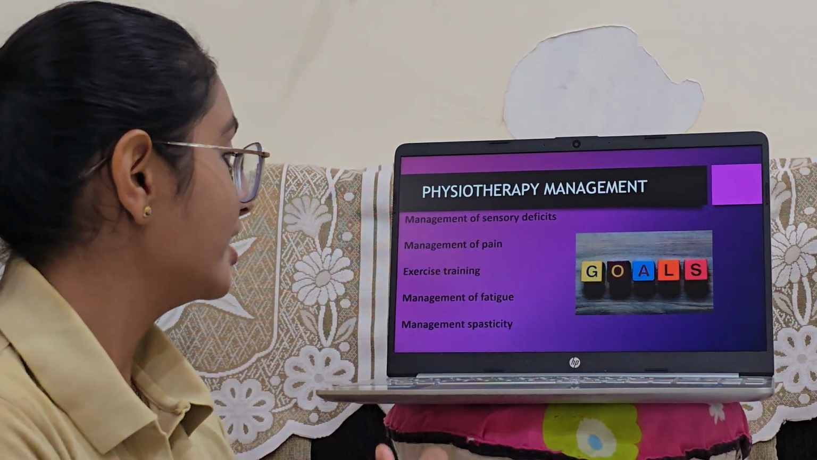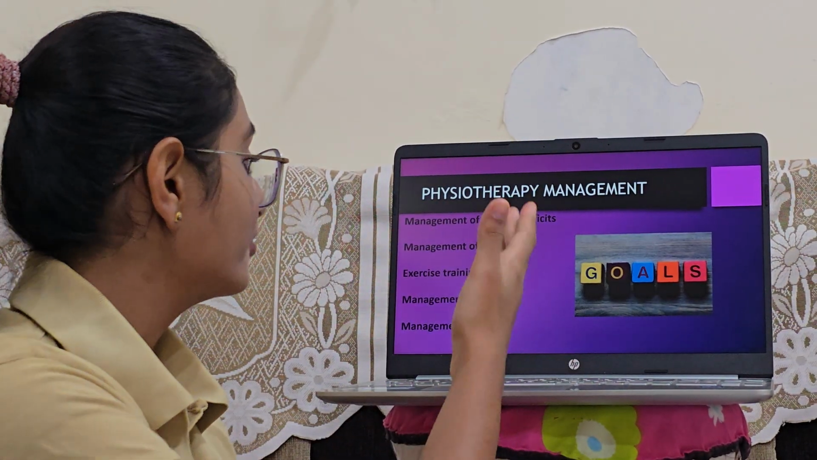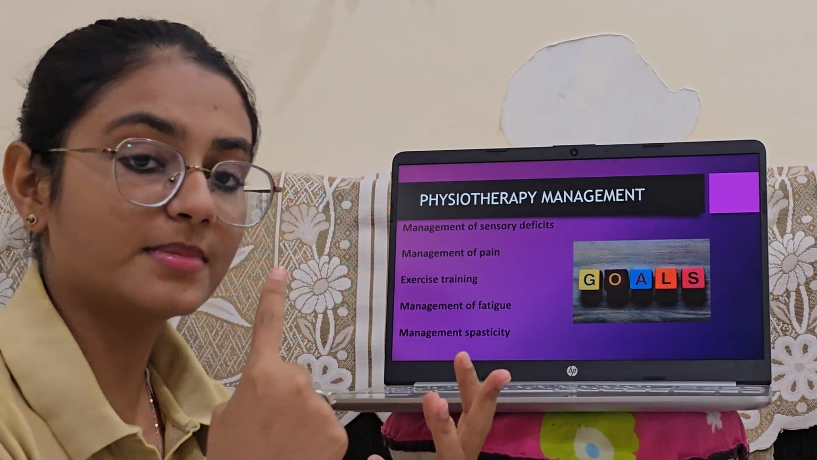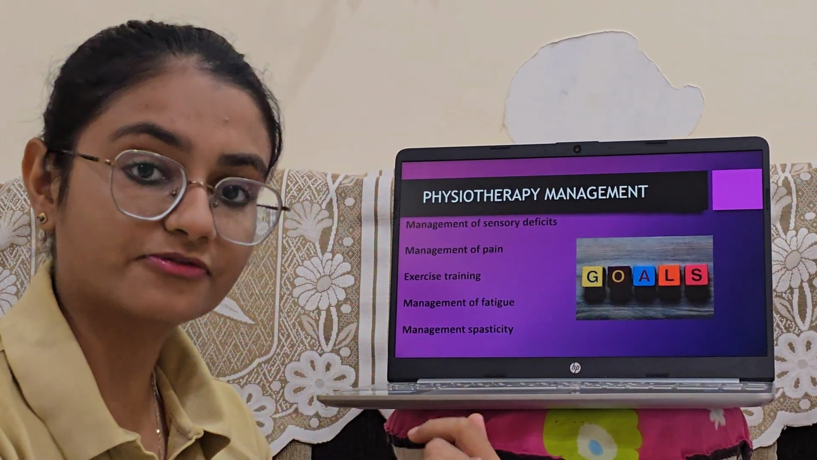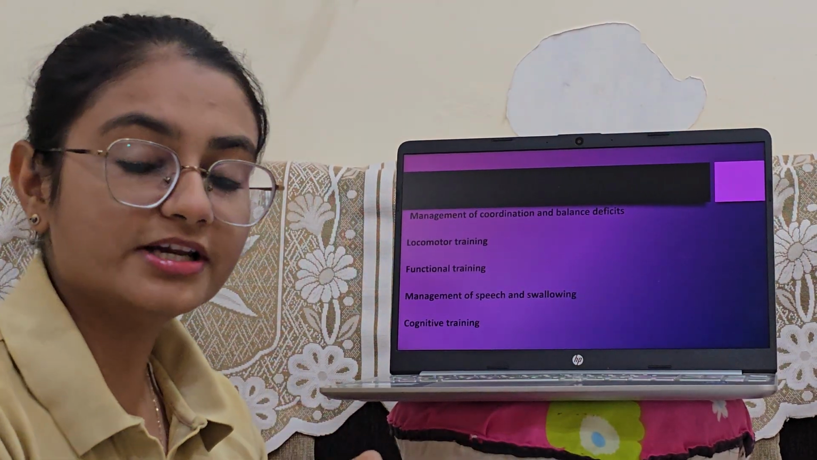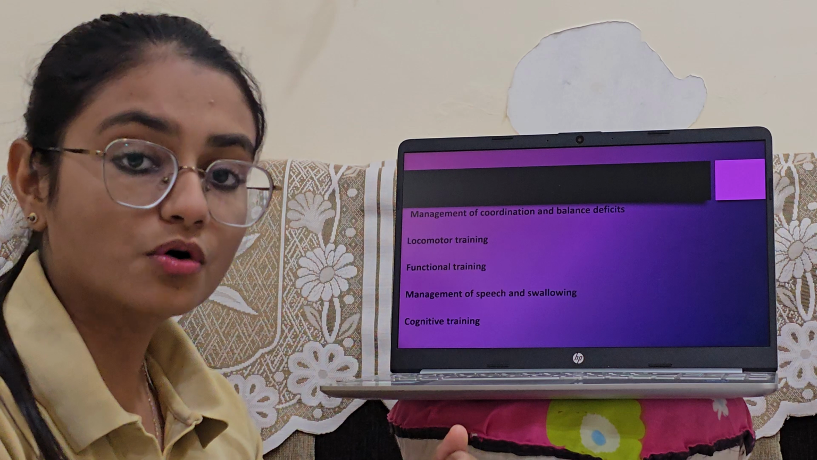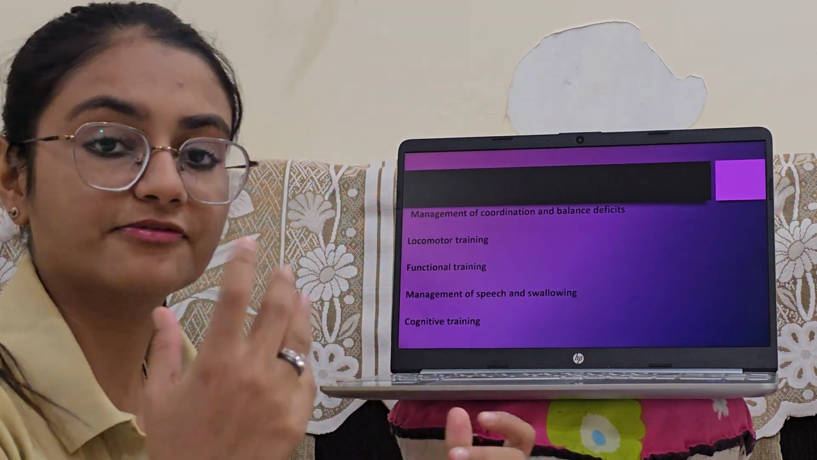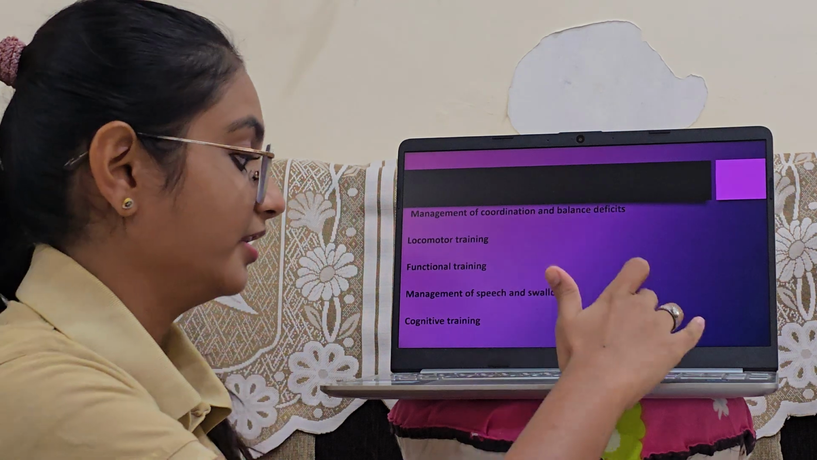Now, physiotherapy management, these are all the goals. First is management of sensory deficits, exercise training, management of pain, management of fatigue, management of spasticity, management of coordination and balance deficit, locomotor training, cognitive training, management of speech and swallowing, and functional ability, functional training.